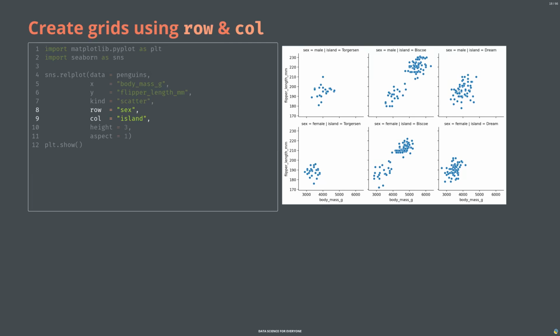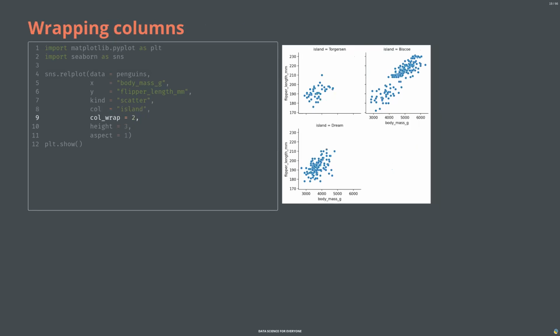In this example, we set row equals to sex to create separate rows for sex and col equals to island to create separate columns for individual islands. This gives us a subplot for each combination of these two categories, making it easy to compare patterns across different groups. As another example, let's look at subgroups based on the different islands.